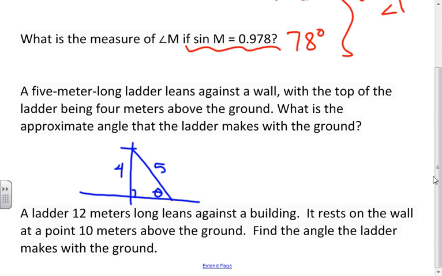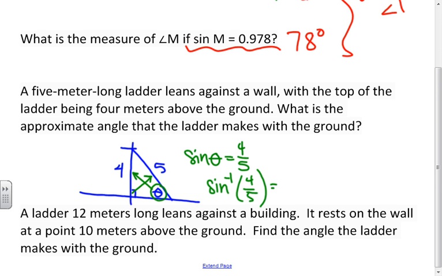And so if we start with, what do we know in relationship to this? We have the opposite and the hypotenuse, and so we're talking about the sine of an angle is 4 over 5. And if we go to our calculators and we do sine inverse of 4 over 5, we find out that this is a 53.1 degree angle.